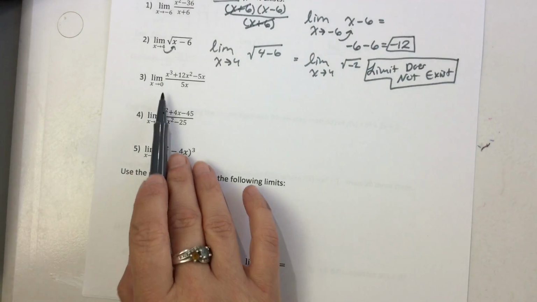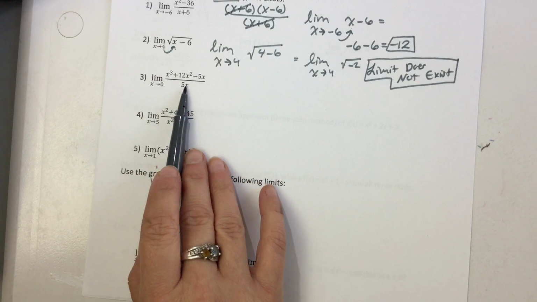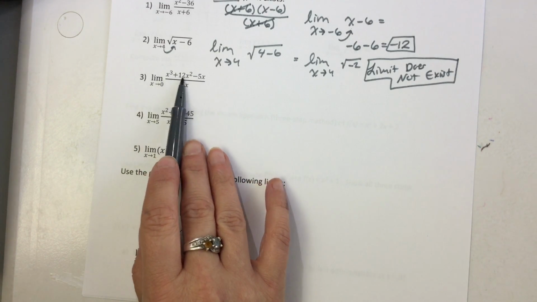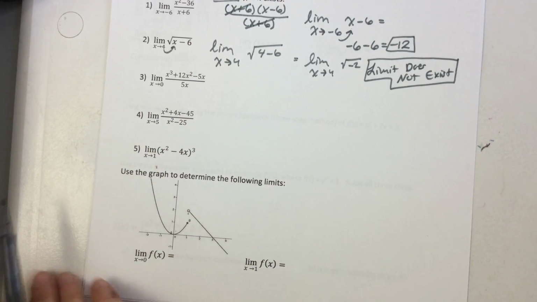Okay, next one. I am approaching 0. Well, I can't put a 0 in right now, but if you look the top, all of those top values do contain an x.